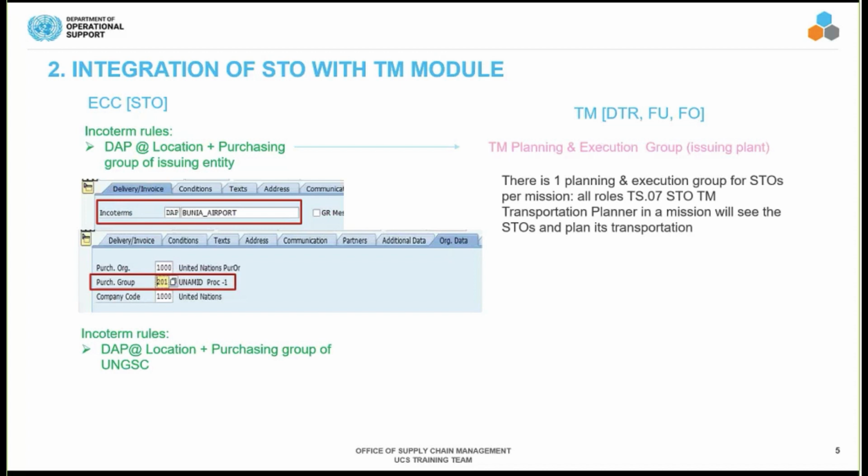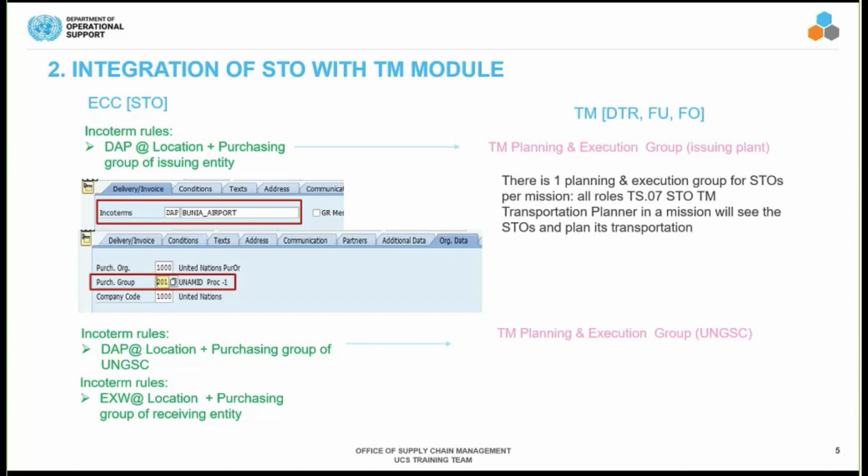When we select the DAP location and purchasing group of UNGSC, then the TM planning and execution group will be UNGSC. So they will be able to arrange transportation for the intermission transfers. They will have visibility of all the materials to be transported, and they will plan accordingly.